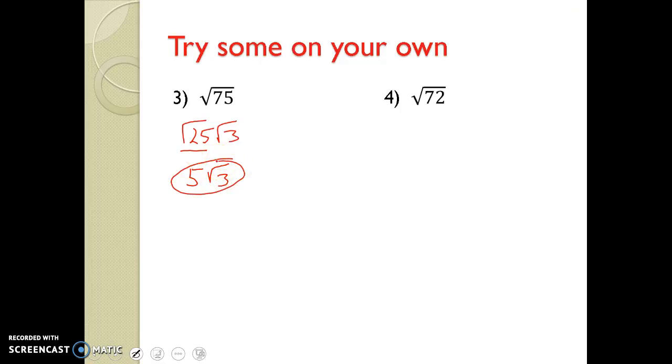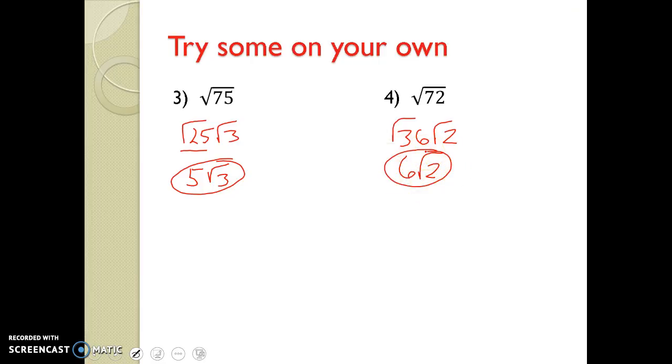If I do the same thing with 72, there's really two ways to do 72 here. I could find the biggest square that goes into 72, which is 36. 36 times 2 is 72. And we know that the square root of 36 is 6. So it's 6 radical 2.